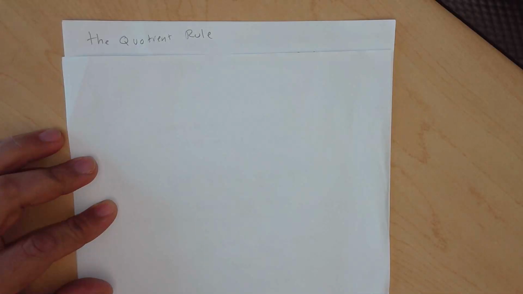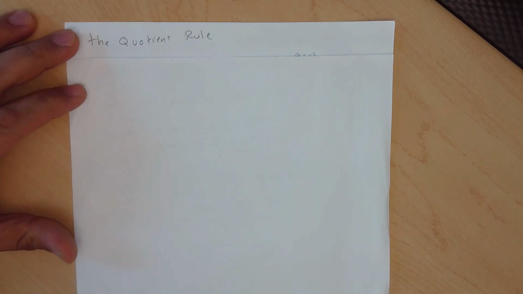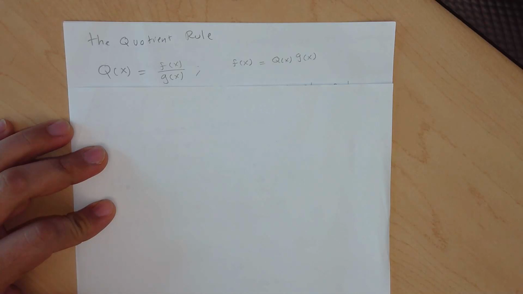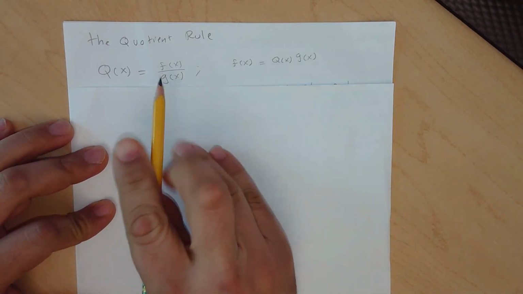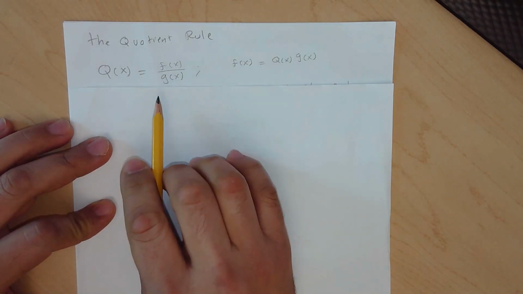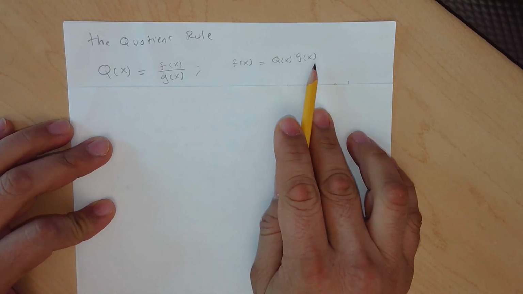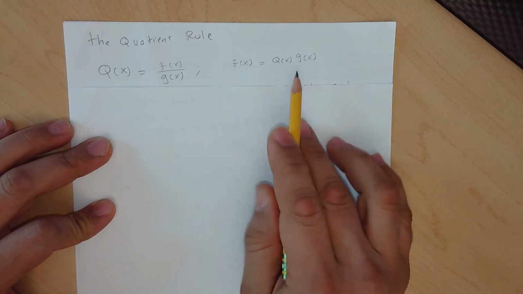This is the quotient rule, which is super simple. It is coming also from the product rule of the derivative that we saw in the previous video. So what do we have? Let's say we have this rational function, f of x in the numerator, g of x in the denominator. We can rewrite the same thing in this form.